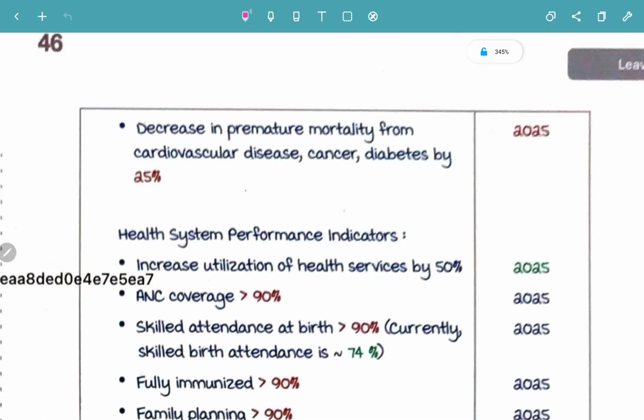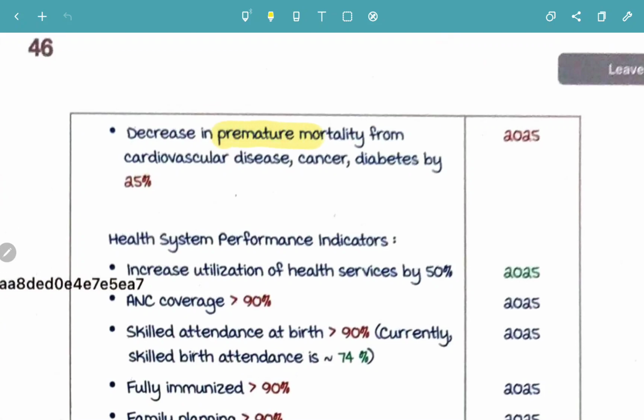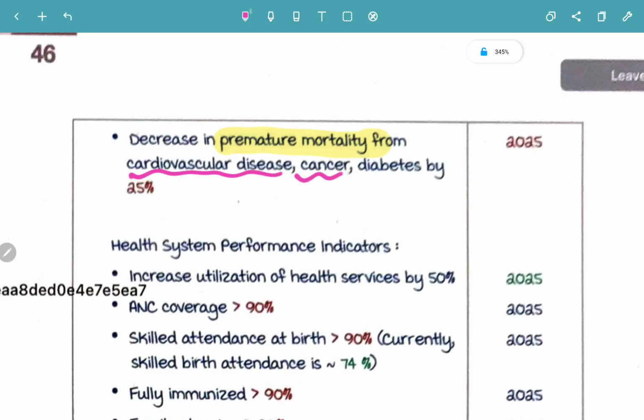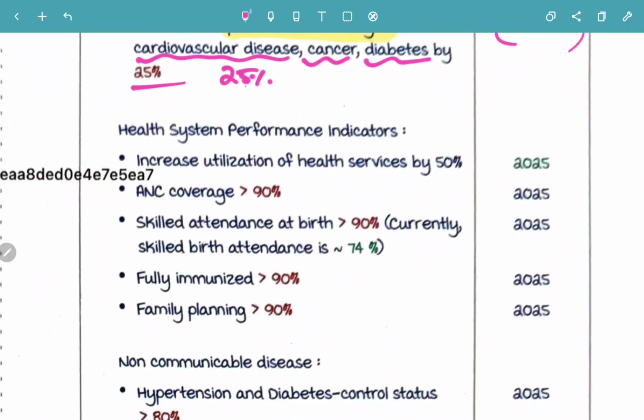Decrease in the premature mortality from cardiovascular diseases. Very important target. So premature mortality or premature death, there must be a decrease in the prevalence of premature mortality or premature death from cardiovascular diseases, cancer, diabetes by around 25%. Remember, the target year is also 2025. Next is health system performance indicators.